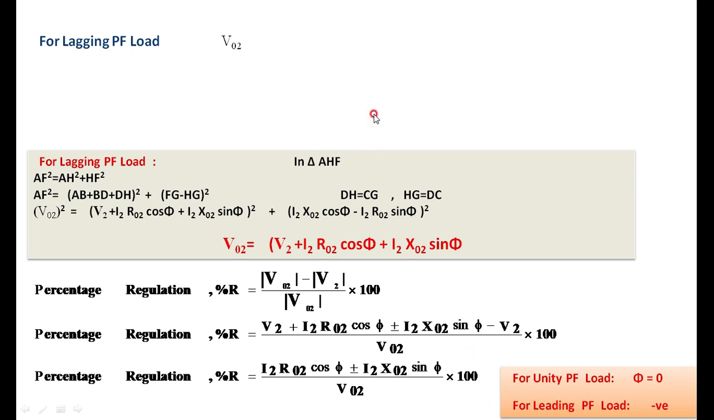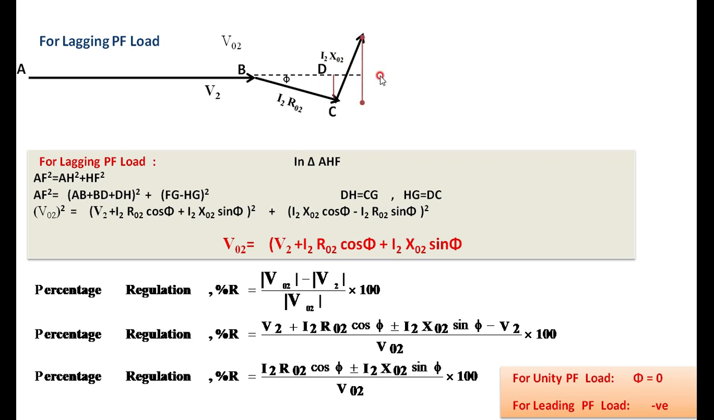Then for lagging power factor, once again, if you are interested in the voltage in terms of I2, R02 and cos φ, as I explained while explaining the equivalent circuit diagram, I have got V2, and to that I2 R02. I am resolving this into X and Y components. To that I am adding I2 X02. Then once again I am resolving this into I2 X02 X component and Y component. Then finally what I am getting here is V02. Then I want V02 in terms of V2, I2, R02 and cos φ and sin φ.